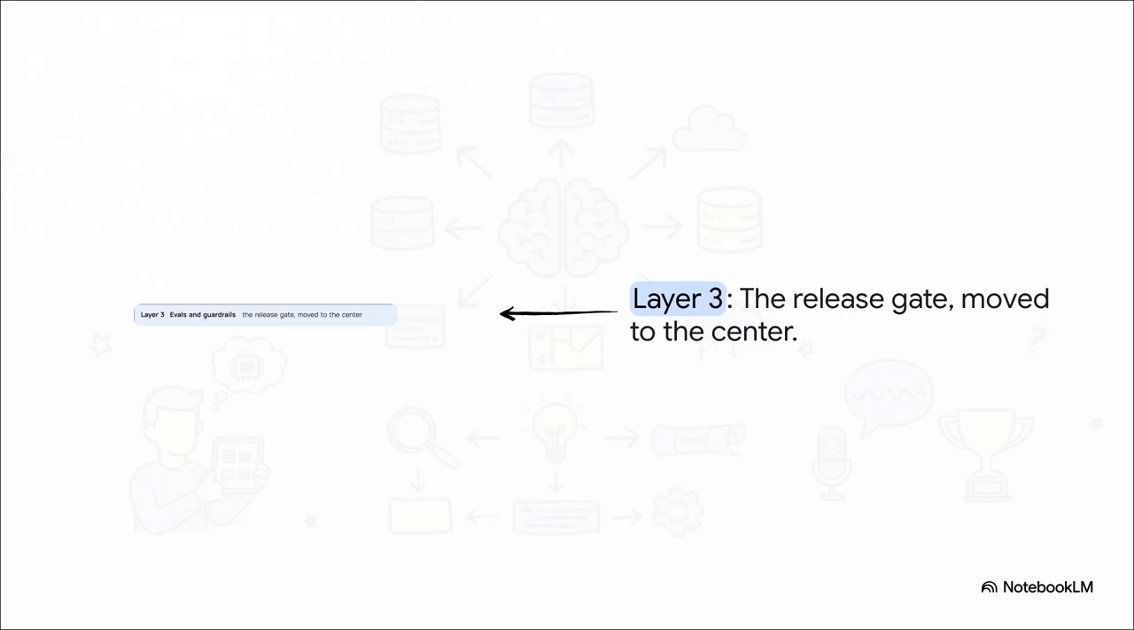Evals have to be treated as first-class components. This means setting up offline measurements to catch silent degradation and online guardrails, those crucial runtime checks on inputs and outputs that physically stop a bad AI generation from ever reaching your user.